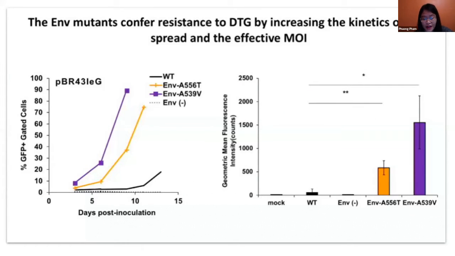The graph on the right depicts the geometric mean fluorescence intensity of GFP-positive cells from days of peak, and we noticed that cells infected with the two ENV mutants have a dramatically brighter GFP fluorescence as compared to the wild type.